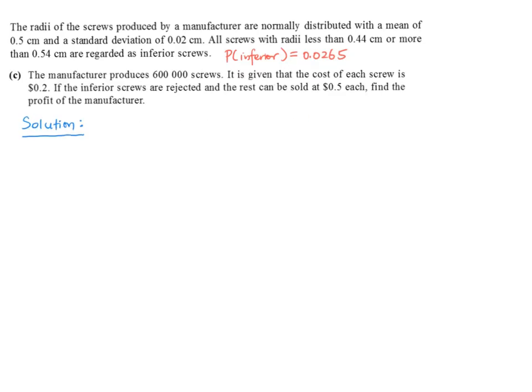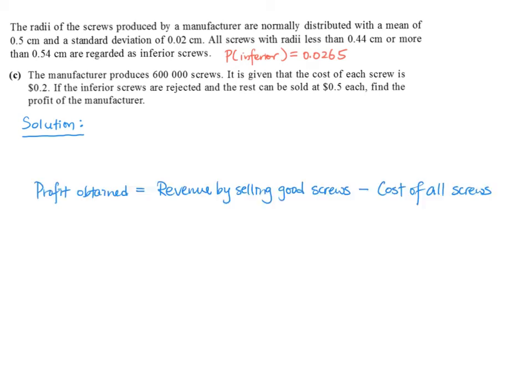So part C, here's a very practical situation. The manufacturer produces 600,000 screws, and if the production of each screw has a cost of $0.2, the bad ones are rejected and the good ones will be sold at $0.5 each. Then we want to find the profit of the manufacturer. So when we think about profit, it's revenue minus cost. But revenue of what? Of only selling the good ones, because the inferior ones are rejected, right? But there's a cost. Cost of what? Of all the screws, no matter if it's good or inferior.